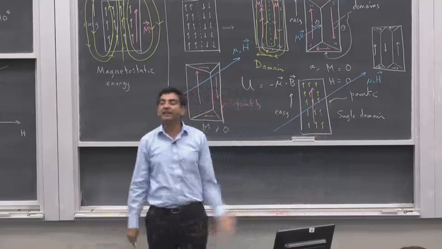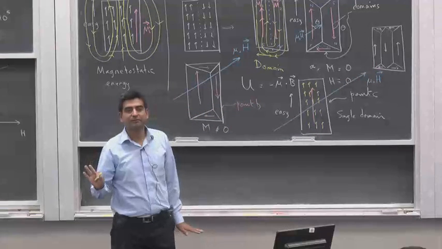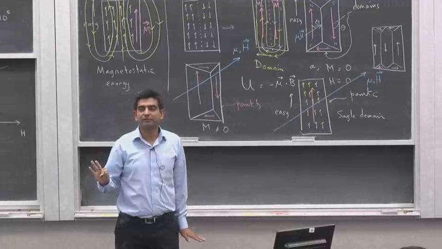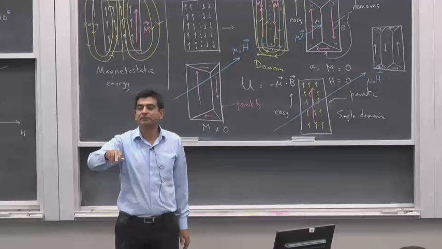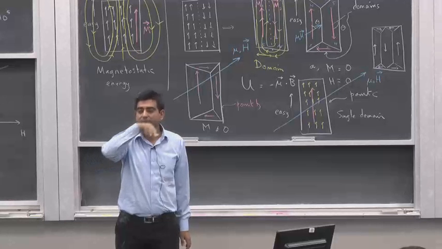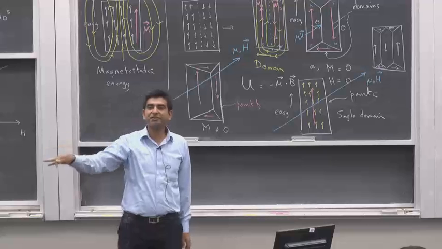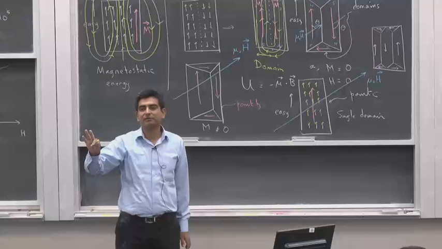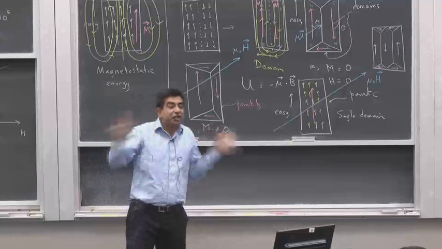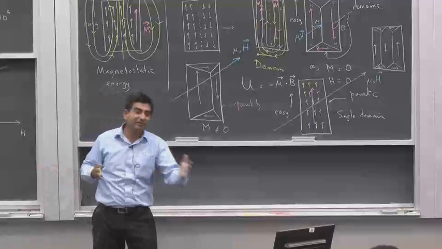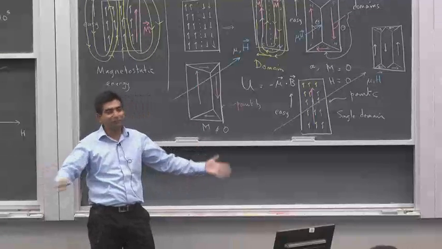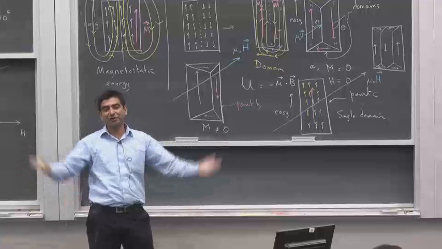Can you have a better alignment than this? If all the tiny packets align with the hard axis, that is, with the external field, then the magnetization is going to be the same. So this is the extremum. You cannot have a bigger magnetization than this, because all the dipoles are aligned with one another. You cannot have a stronger magnetization.